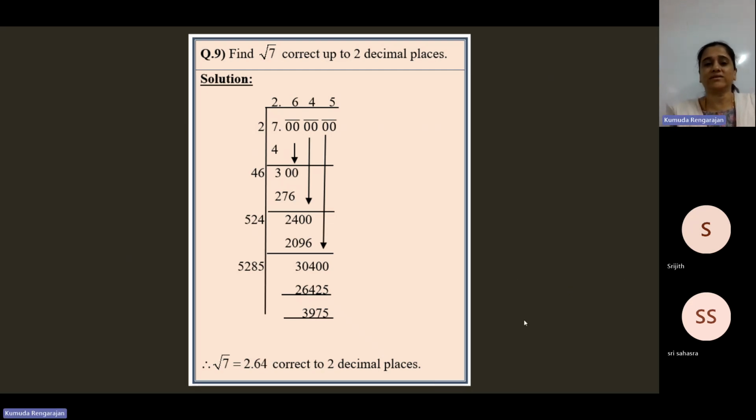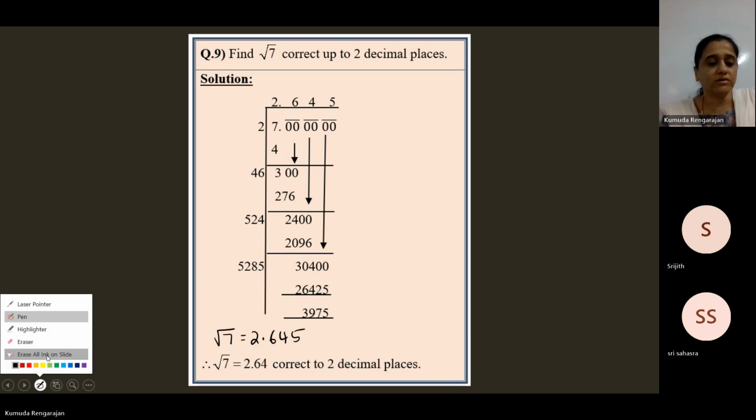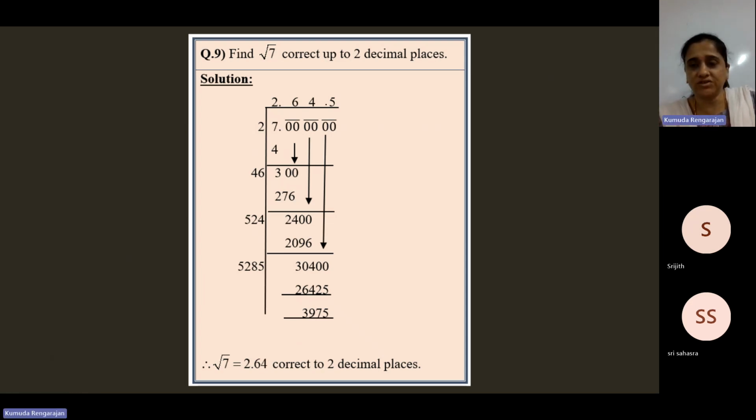Now you learned it. The division will not come to an end. That's why the question says up to 2 decimal places. So the square root of 7 is equal to 2.645, right? But they want you to write it up to 2 decimal places.